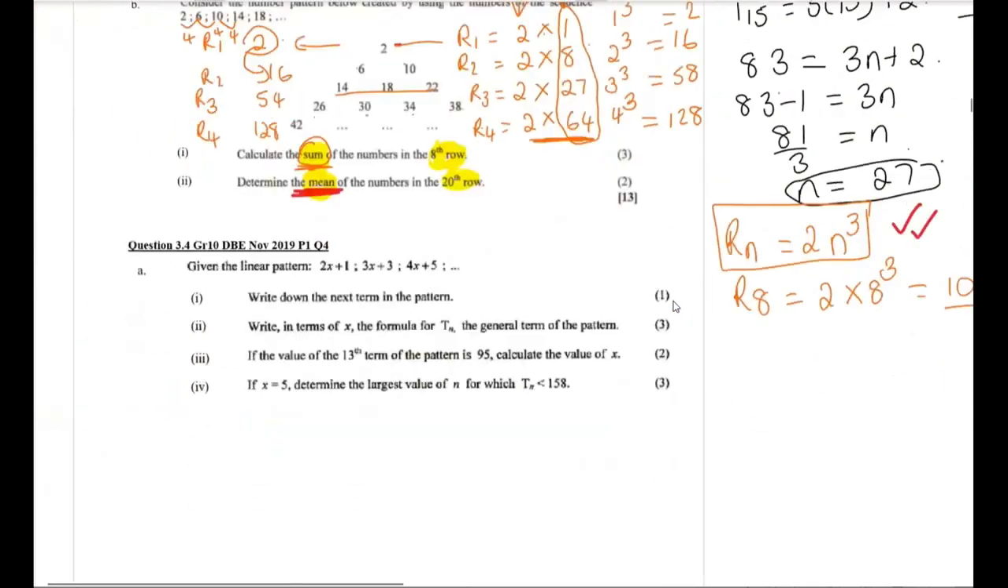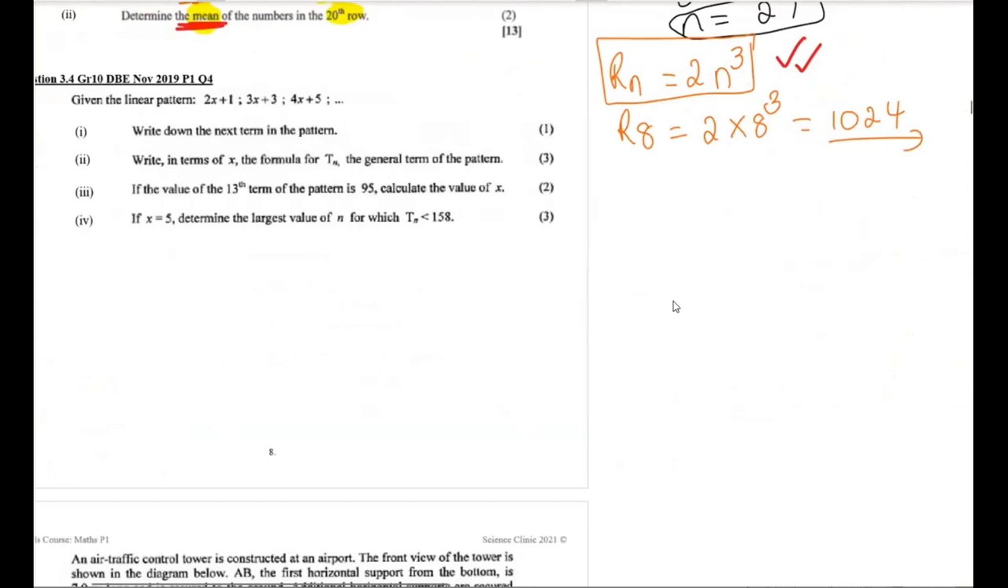Okay. All right. The next question says, given the linear pattern, 2x plus 1, 3x plus 3, 4x plus 5. The key word here is linear. When I hear linear, what does a linear pattern mean? When I hear the word linear, what comes to your mind? Constant difference. That's why they gave us that linear.